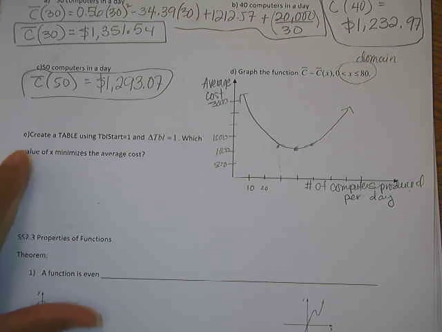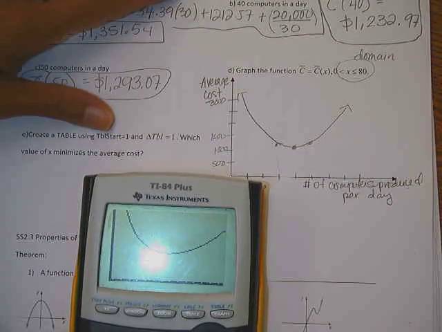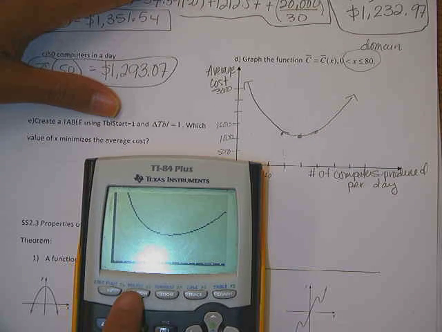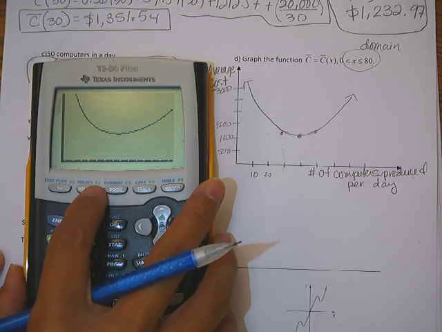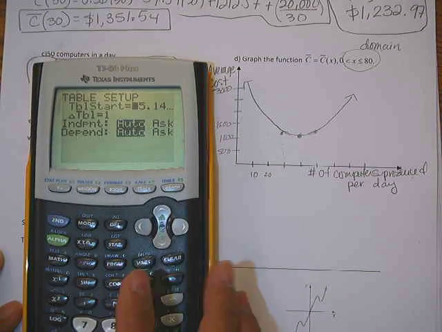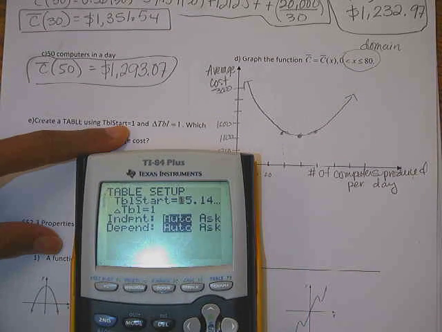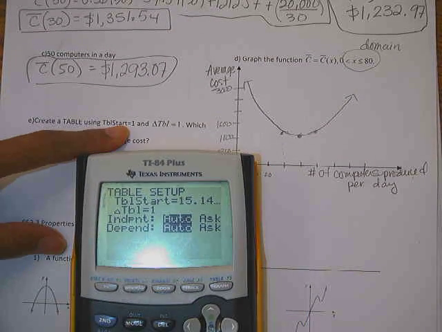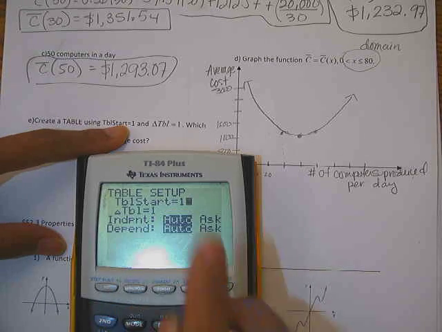E. Create a table using table set. Okay, let's go where that is. Can you guys see this table set right here? Let's move that up. Here we go. See right there? That table set. Hit second table set. And I want you to start the value at 1 computer. Right now I have something in there that says 15. Let's do 1 computer. So I want my table to start at 1 computer.